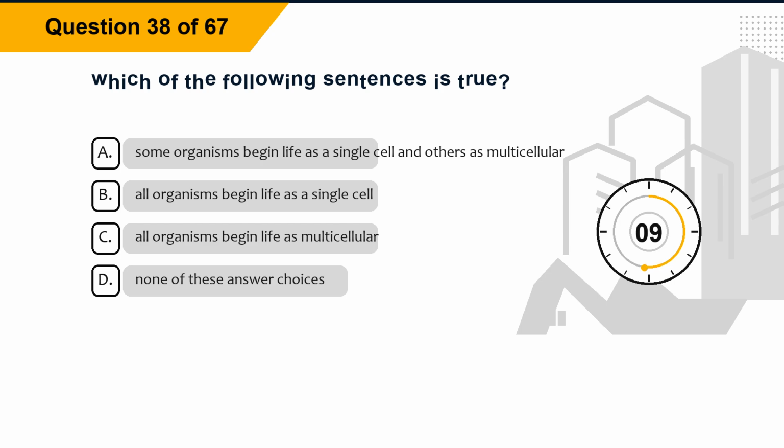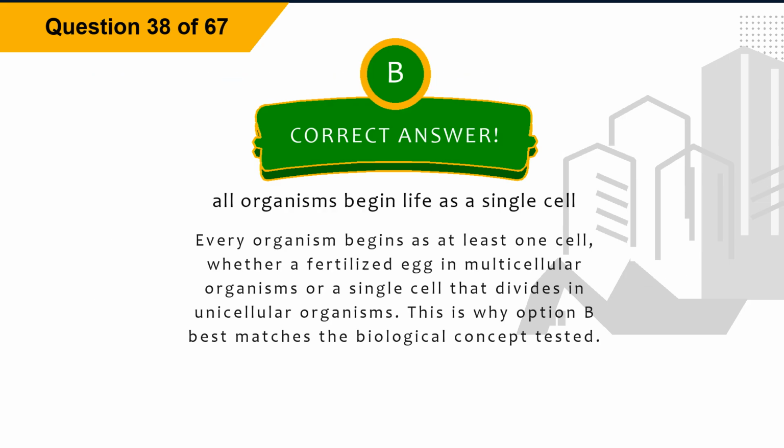Option B, all organisms begin life as a single cell. Option C, all organisms begin life as multicellular. Option D, none of these answer choices. The correct answer is option B, all organisms begin life as a single cell.